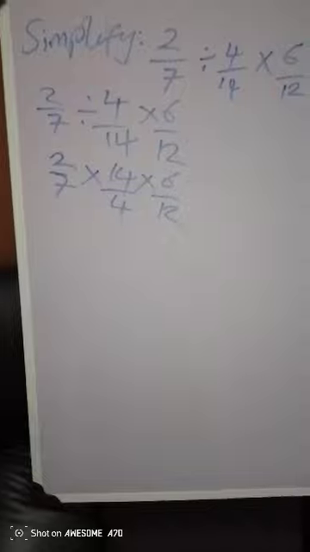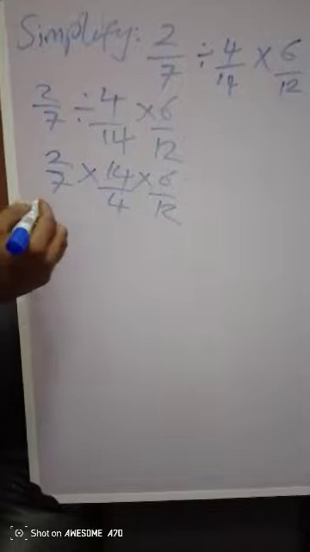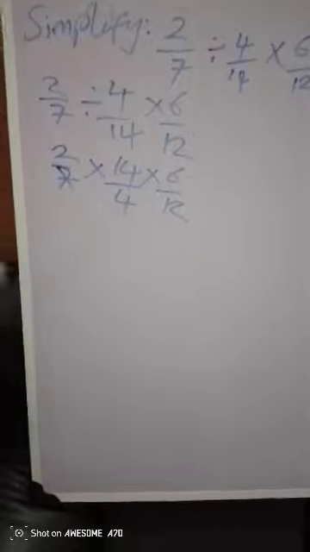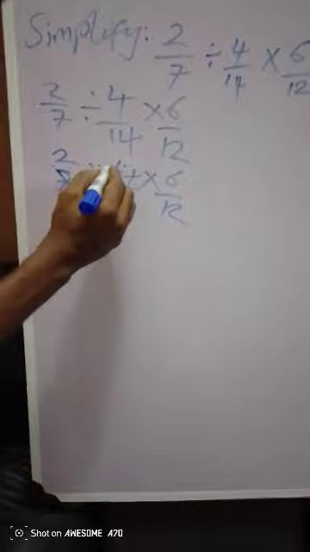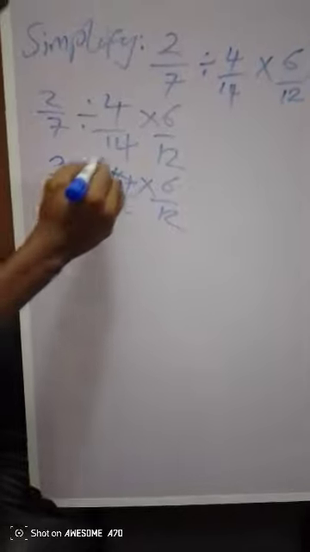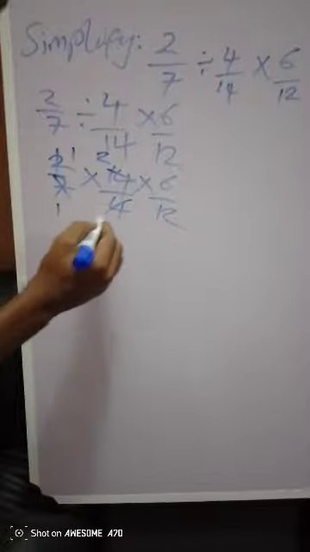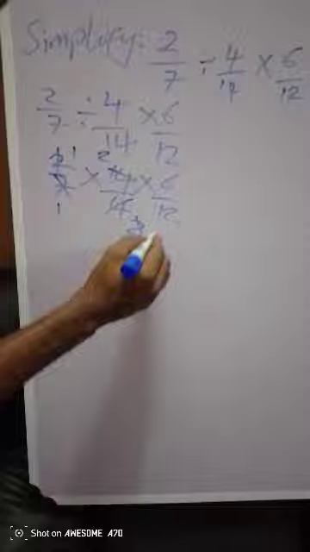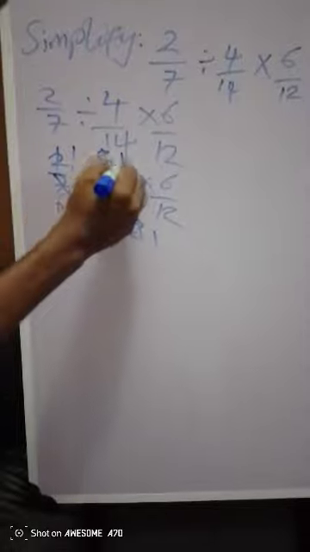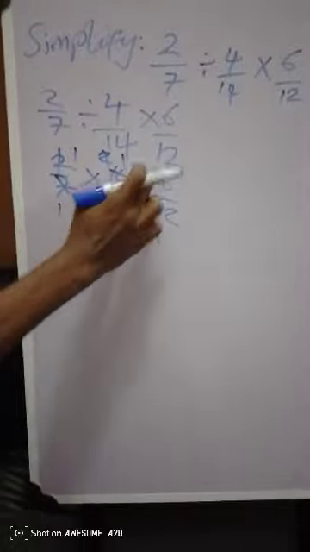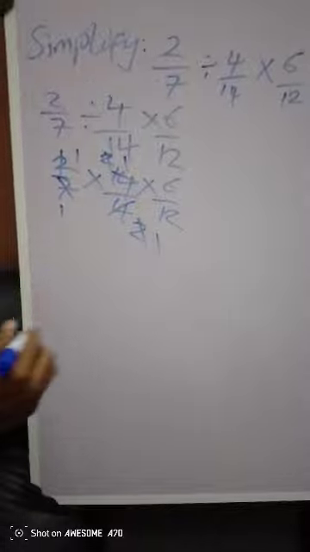Now look at the numbers that can cancel out. 7 cancels itself, we have 1. When 7 cancels 14, we have 2. Then 2 cancels itself, 1. When it goes here, you have 2. 2 cancels itself, 1. Cancel out this 1. Then you now have 6 over 12 remaining.